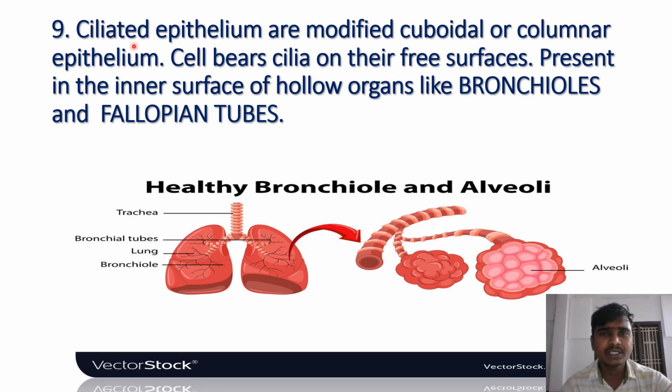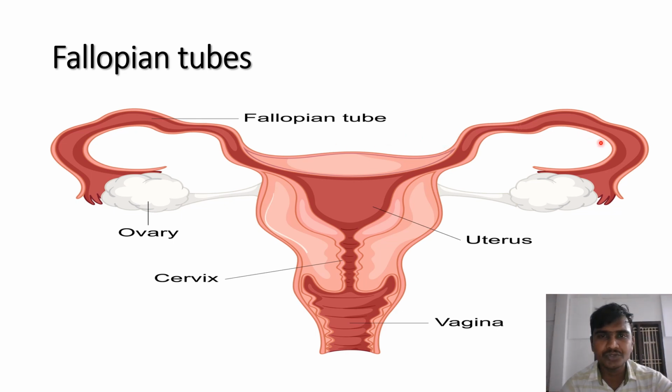Now, ninth point, ciliated epithelium is modified cuboidal or columnar epithelium. This ciliated epithelium is present in the bronchioles and also the fallopian tubes. See students, this is the bronchioles. Through these bronchioles, carbon dioxide, oxygen or nitrogen enters into the alveoli, the air sacs. So next is the fallopian tubes. This is the female reproductive system having the fallopian tubes.